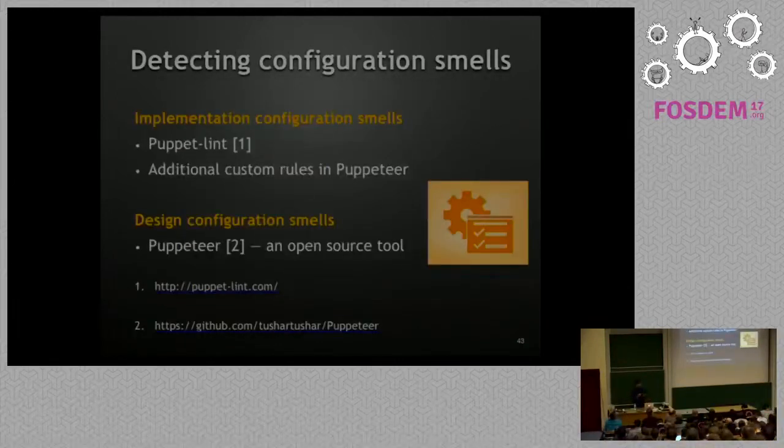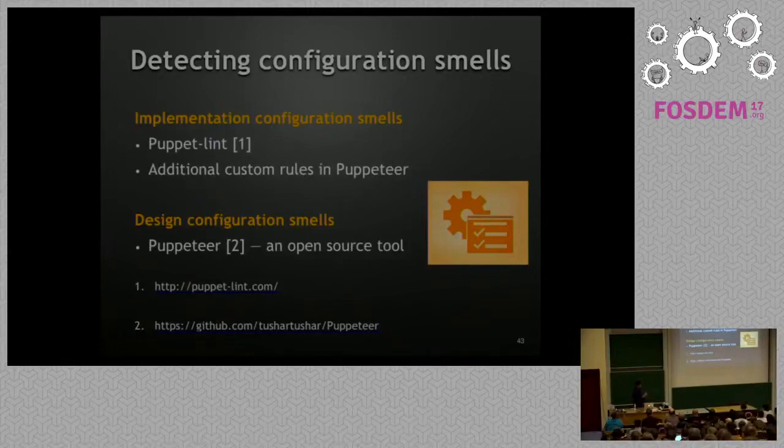Okay, so we have learned about a few smells that may occur in configuration code and how we can detect them. There are at least two tools. The first one is Puppet Lint. It's not our tool, but we have used it. You can detect many implementation configuration smells using this tool.